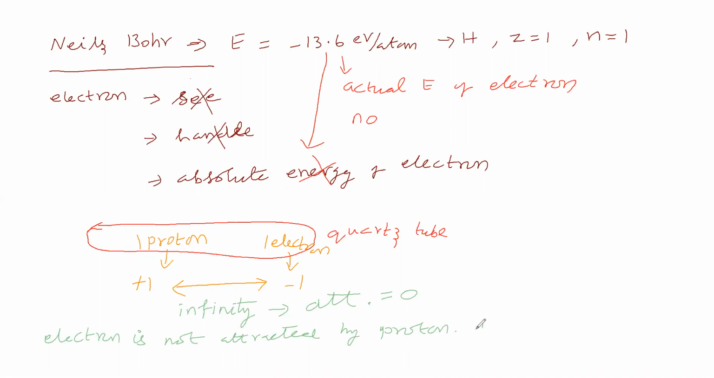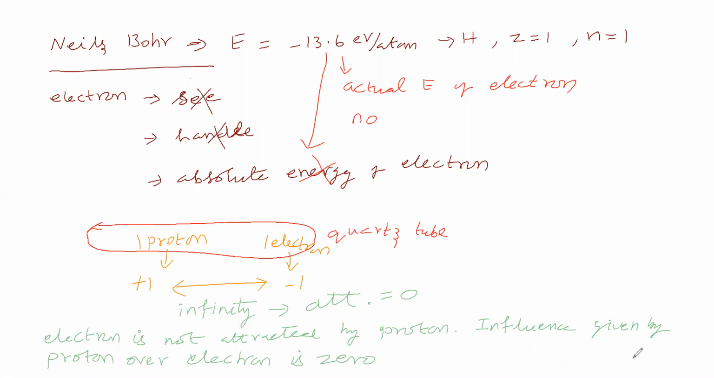So the influence given by the proton over the electron is 0. What is the influence given by the proton over the electron? 0, because they are at infinite distance from each other.